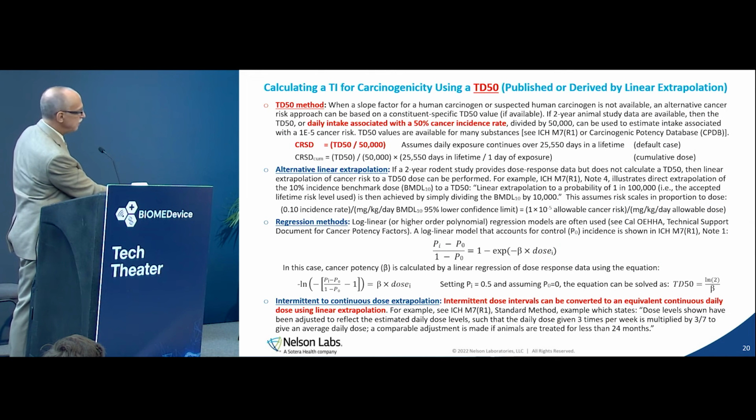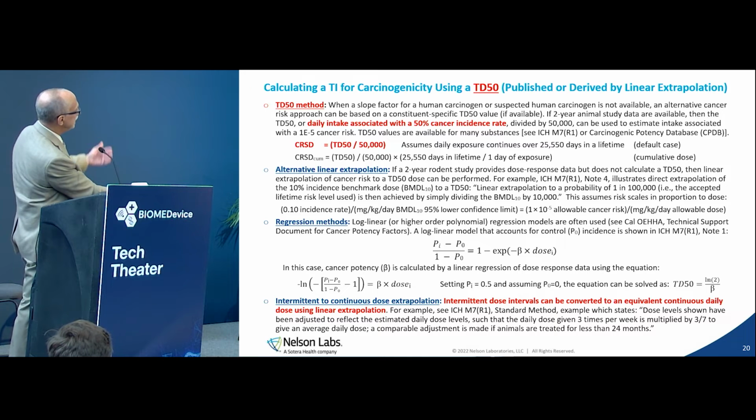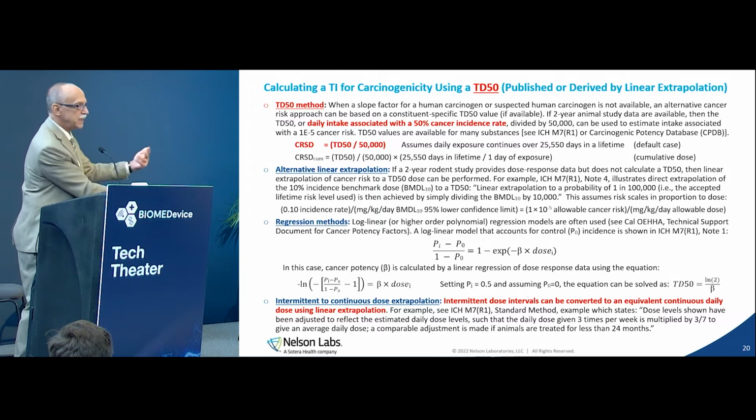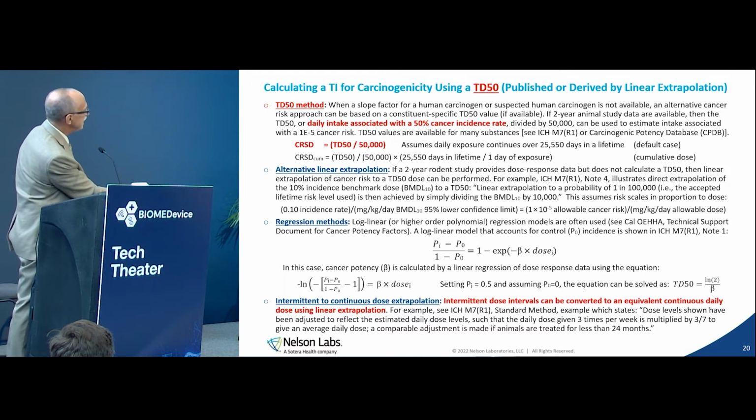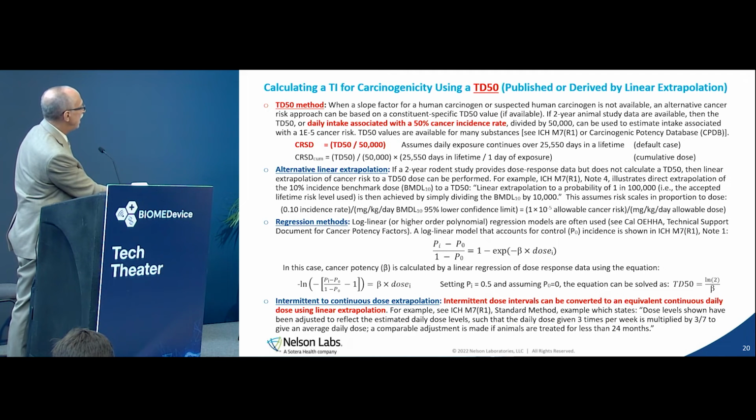Next is a simpler method when somebody like EPA or California OEHHA didn't derive a slope factor, which is a TD50. That stands for the daily intake associated with 50% cancer incidence in the animal study that was used. And so what you do is you take the TD50 divided by 50,000, and that becomes the dose at which you would get a 1 in 100,000 risk. A very simple concept, and you can do the same kind of rearrangement where if you know the whole release is equivalent to 1 day, you can use that same adjustment as on the preceding slide.